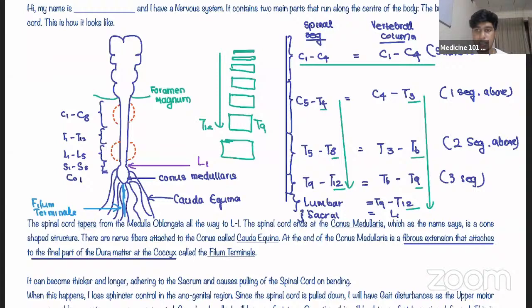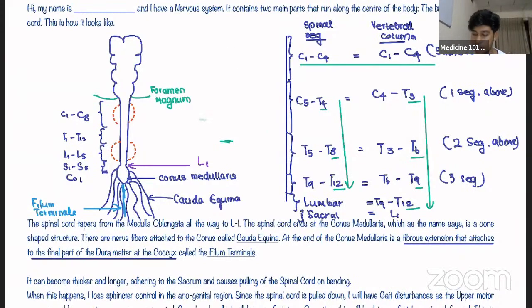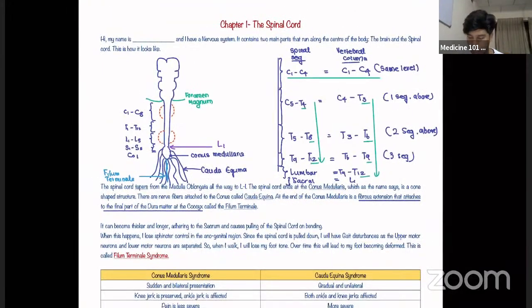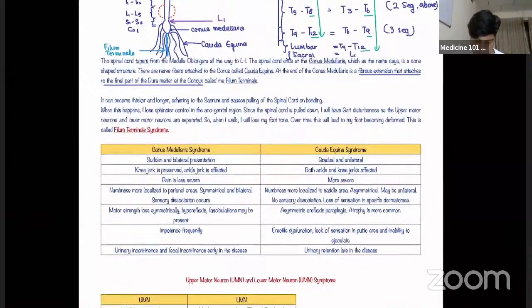Do you guys understand this? Because the vertebral body becomes larger, that's why the spinal segments overtake the vertebral column. Don't get confused. Just remember these. They can ask it. I'm not sure.